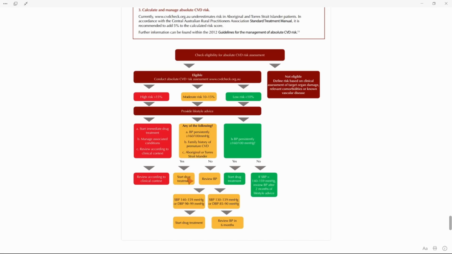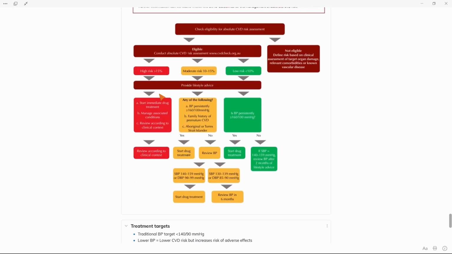So we start drug treatment if they have intermediate risk, usually unless the patient doesn't want to, but more so if the patient has a high blood pressure of 160 over 100. If they're at low risk, then usually we don't start them on medication unless their blood pressure is persistently above 160 over 100, or if their blood pressure is not greater than 160 over 100, so between 140 and 160, but the patient wants to start it after shared decision making.